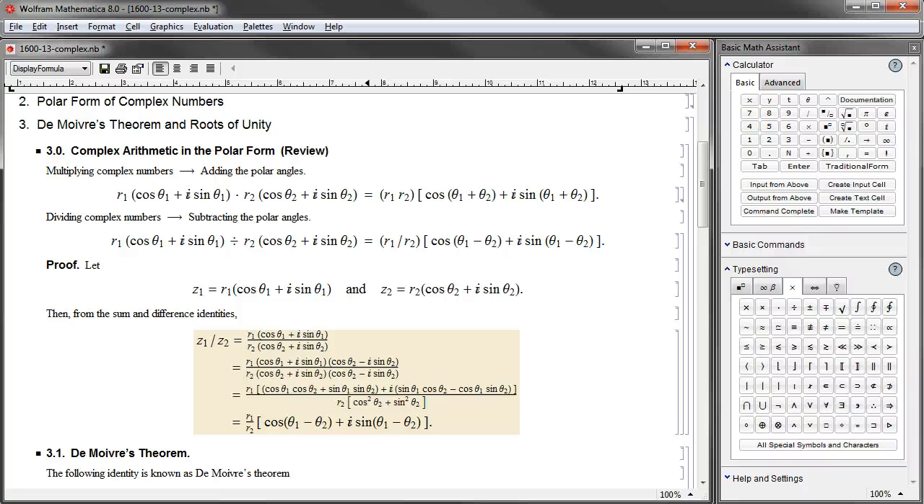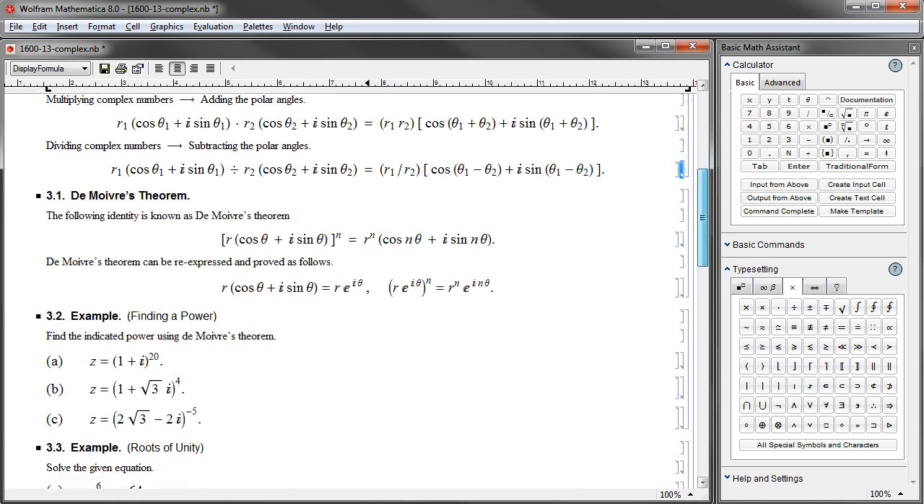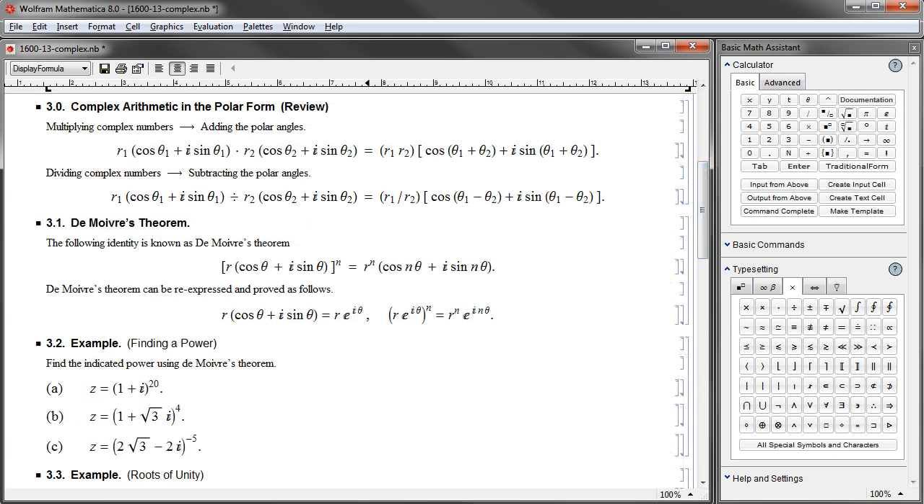For division, it's a little bit harder because we have to rationalize the denominator by multiplying the conjugate of the denominator to both numerator and denominator. But afterward, it's nothing more than simplification, taking like terms together and then applying the difference identities for sine and cosine. Applying the multiplication and division principles multiple times, we get De Moivre's theorem.